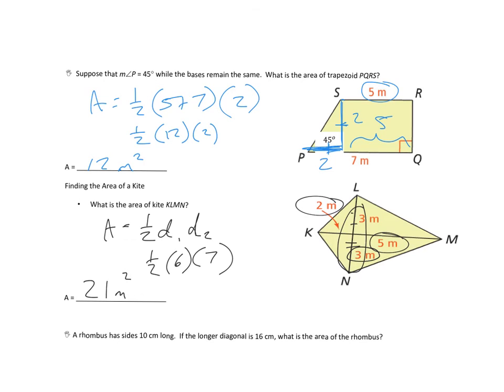Now, some people say, well, Mr. Ashby, how do you know that one's D1 and that one's D2? It doesn't really matter which one you call D1 and which one you call D2, because you can multiply in any order, and you'll get the same answer.